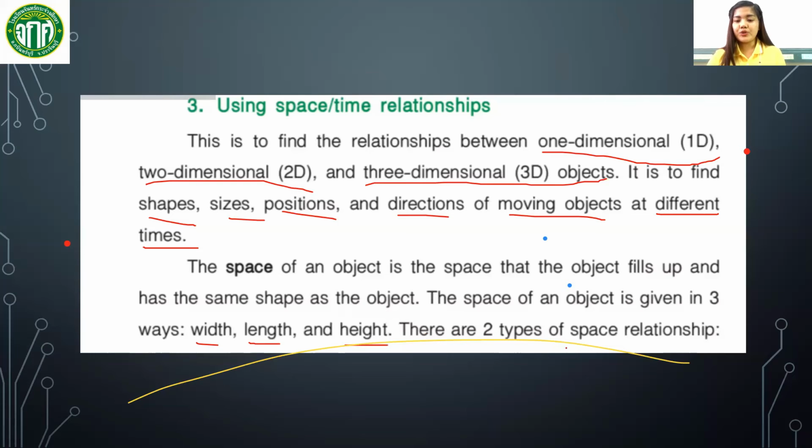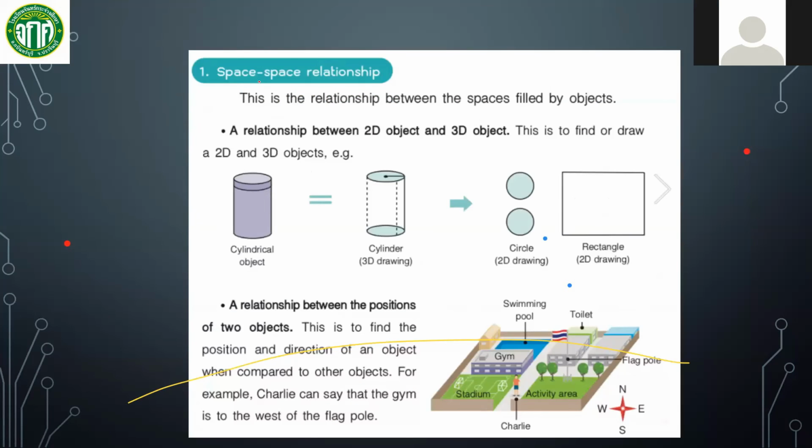Okay, there are 2 types of space relationship. Let's see the 2 types of space relationship. The first one is space-space relationship. Okay, so this is the relationship between the spaces filled by objects. So a relationship between 2D and 3D objects. This is to find or draw 2D and 3D objects.